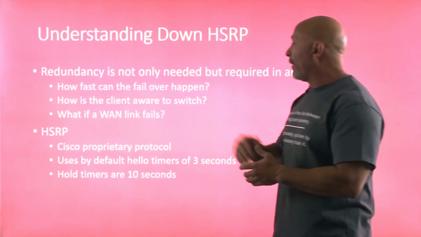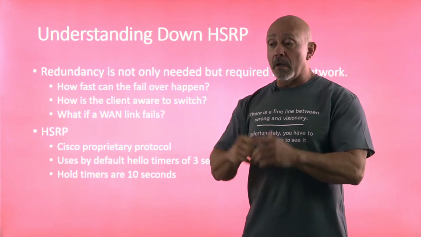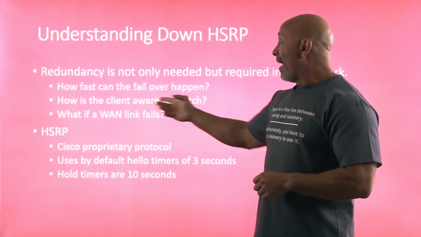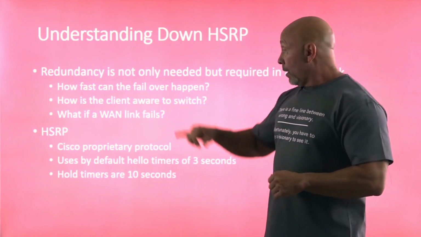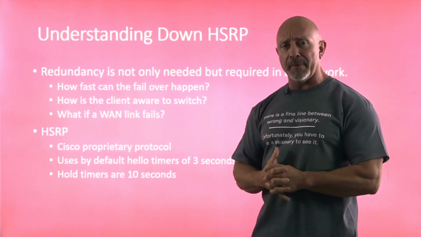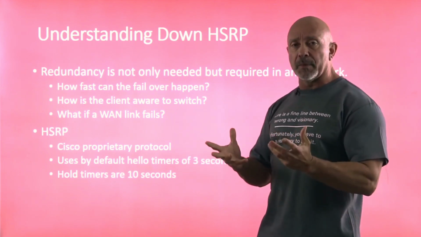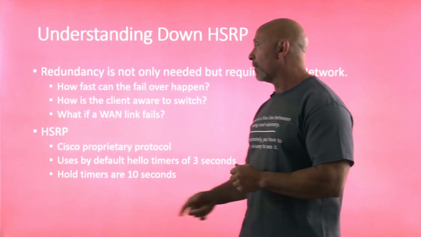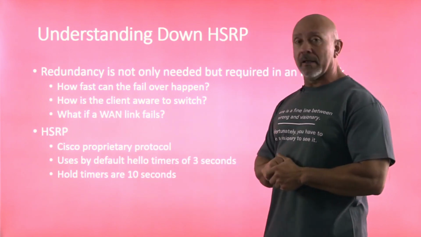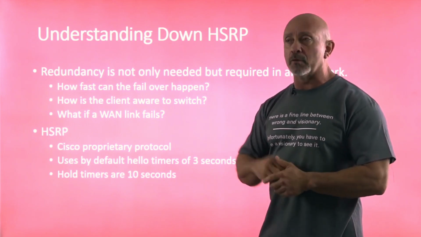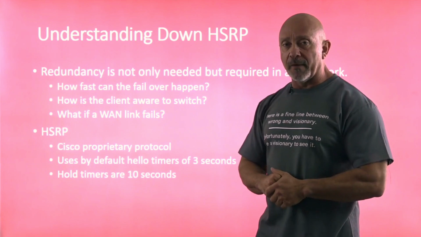Well, how fast can the failover happen? If you fail, how are we going to come back? How quickly can we come back? How is the client aware to switch from one gateway to the other? How does that happen, right? Are you going to have multiple gateways in your PC? I think not. What if a WAN link fails? What happens there? Okay. What if it's not your gateway that fails? What if it's the other side of the router that fails?